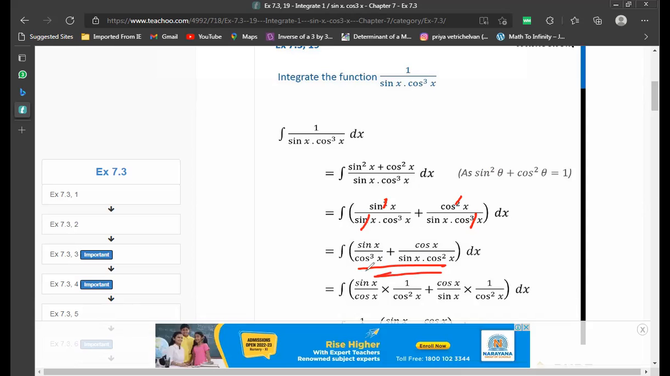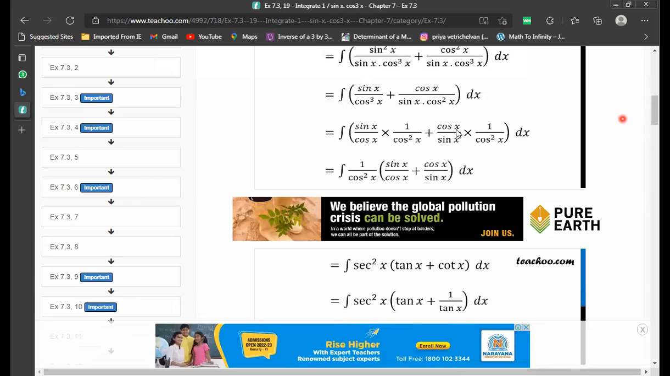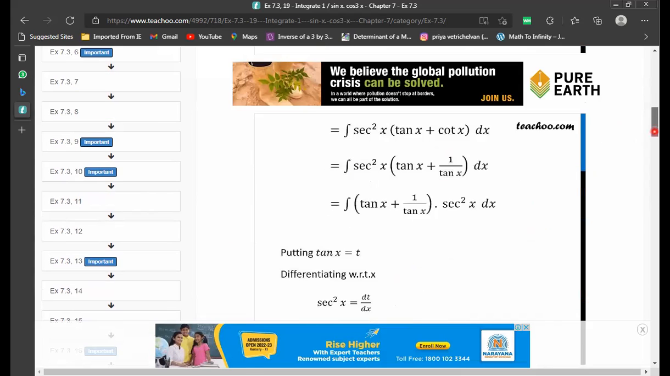Further simplify. Write the cos cube as cos square into cos. So you'll have 1 by cos square here and 1 by cos square here as well. Take the 1 by cos square as common. You'll be left with sin x upon cos x plus cos x upon sin x. This can be written as tan and this can be written as cot. 1 upon cos square x can be written as secant square. And they are rewriting cot theta as 1 upon tan theta.